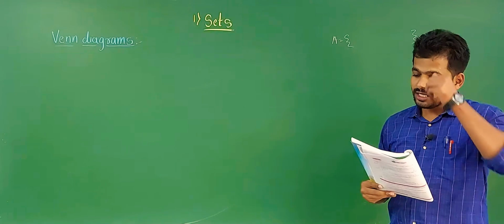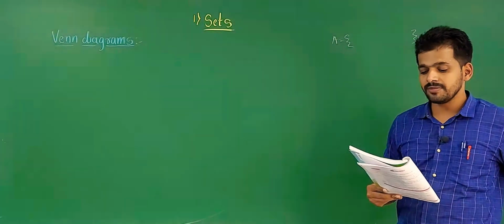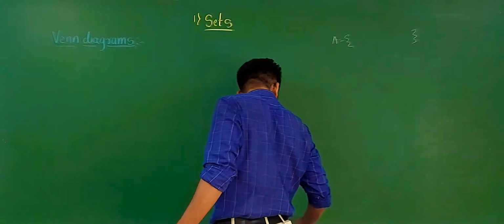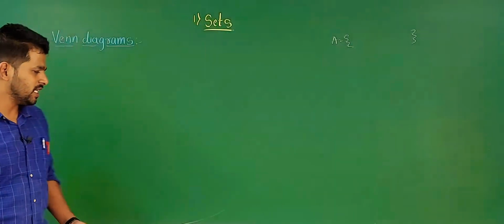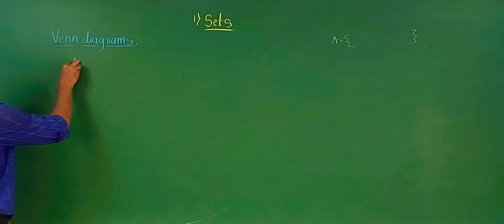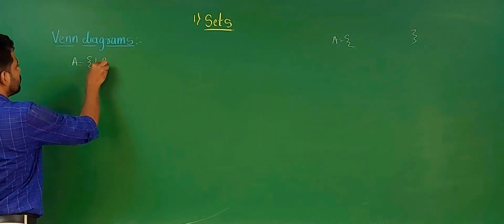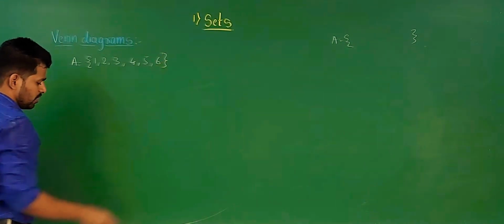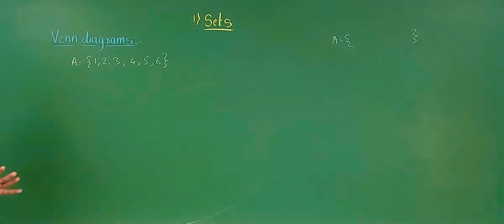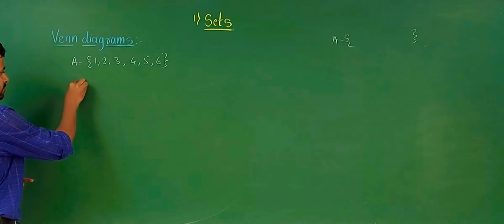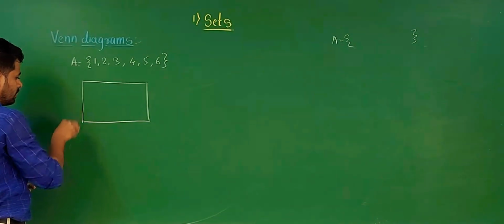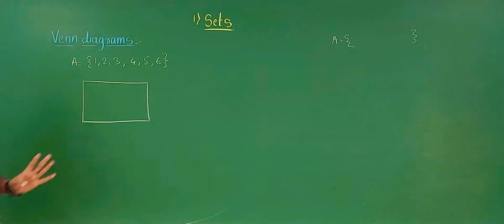Let's see how to represent such a set. Such a representation is called a Venn diagram. Let's see how to represent our Venn diagram. Suppose you take one set, that is A equals 1, 2, 3, 4, 5, 6. We have to represent it in the Venn diagram. Venn diagram means we draw any closed figure. First we draw one rectangle, whatever.